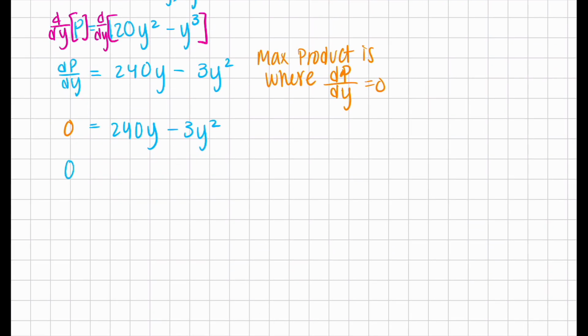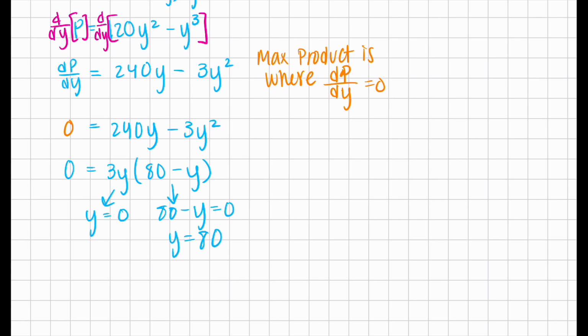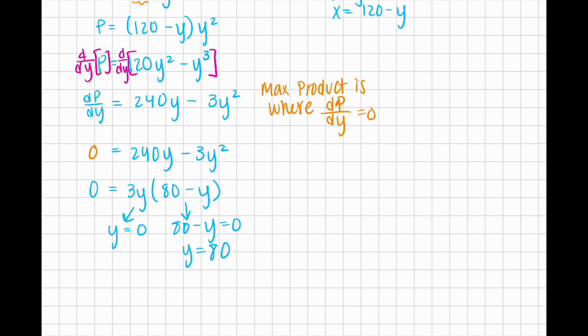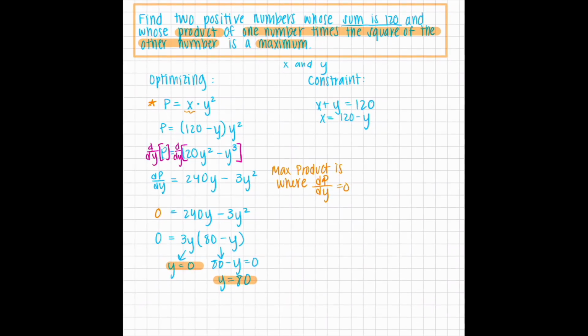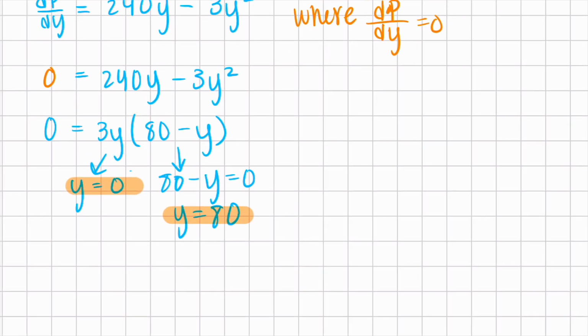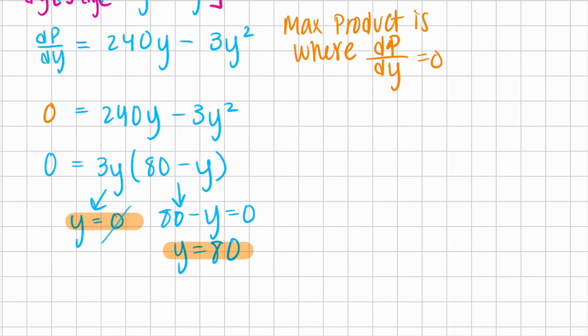Factor out a GCF. I have a GCF of 3y. I'm left with 80 minus y. Okay, so I get y equals 0 and 80 minus y equals 0, or y equals 80. So I have two critical values for y. But keep in mind that the problem says we want two positive numbers. 0 isn't a positive number, so we're not going to use 0. So we're hoping it's a max at 80 and not a minimum. So let's double check on a number line to be sure.